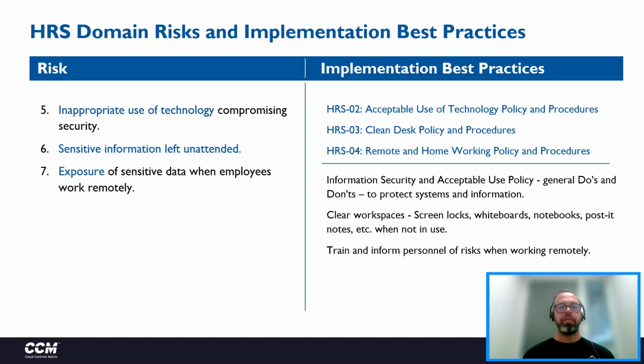First of all, we need to define, develop and communicate an acceptable use policy and information security policy. These are the general do's and don'ts to protect information and to secure systems. We also need secure workplaces. We need to lock away documents. We need to clear whiteboards. And you need policies to make sure your devices have an automatic screen lock in place.